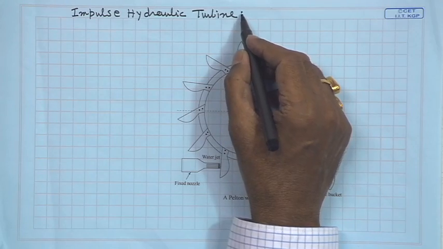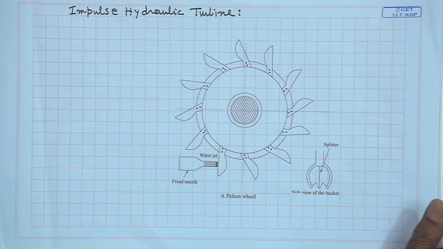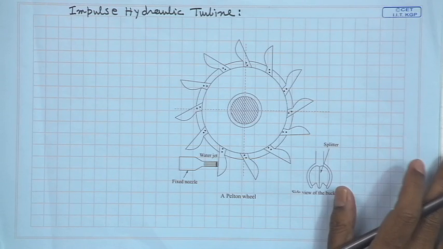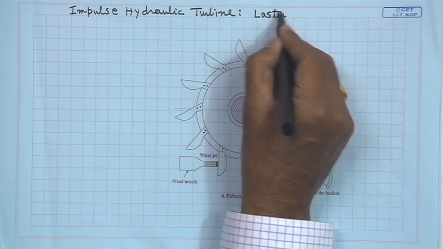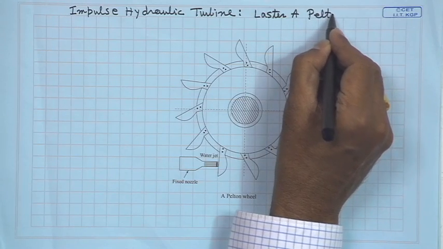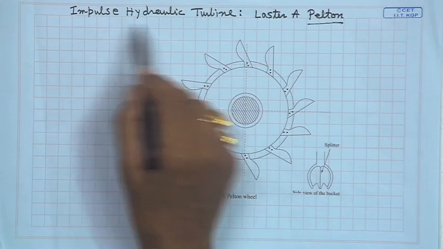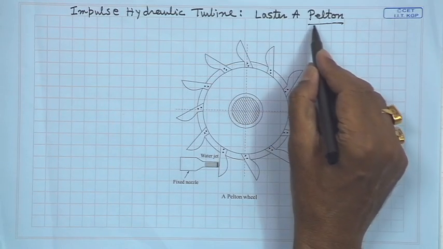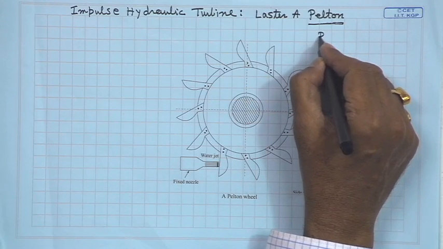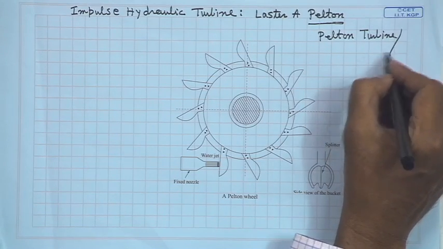A very simple type of impulse hydraulic turbine was developed near the end of the 19th century, and the person who contributed a lot to its development is named Lester A. Pelton. He was an American engineer. Following his name, this impulse hydraulic turbine, which I will describe today, is known as Pelton turbine, or sometimes Pelton wheel.